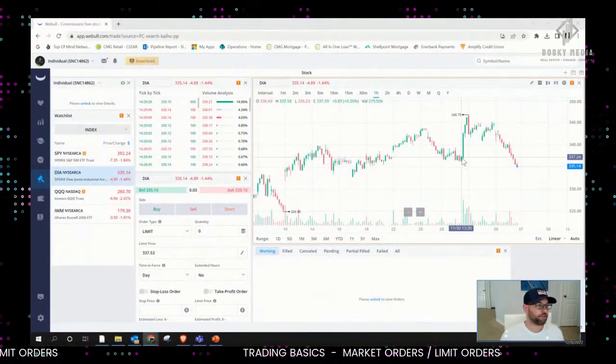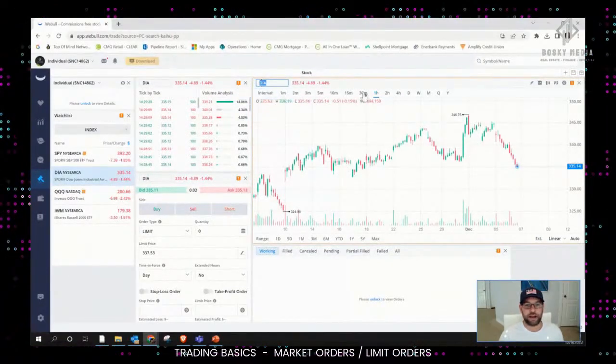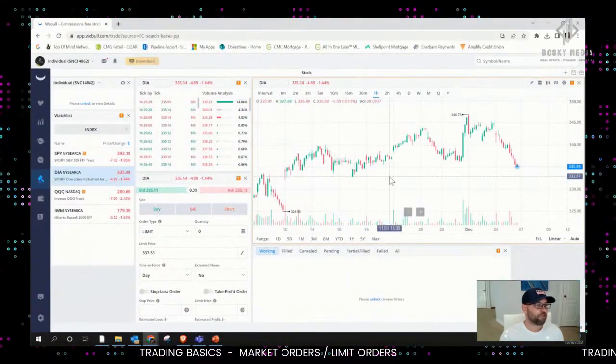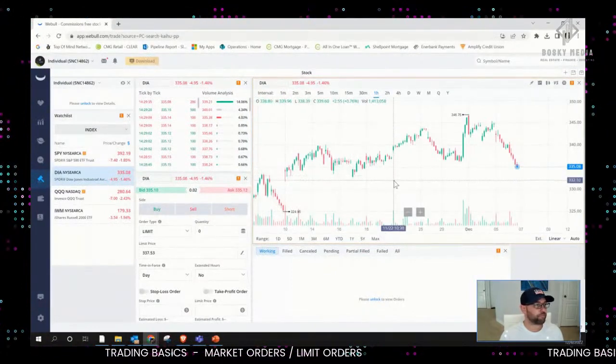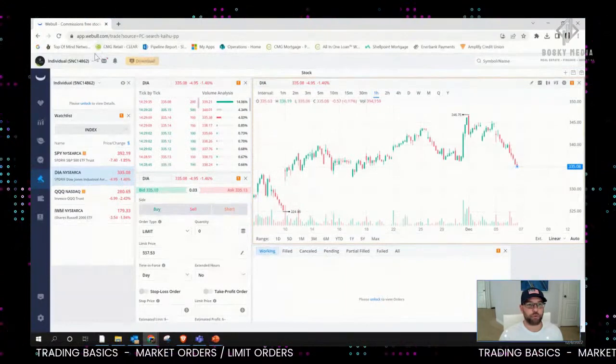So let's jump right into this chart right here. This ticker symbol here is the DIA. That's the Dow Jones Industrial Average, and this is an index fund that can be traded. I've got it opened up in my Webull account.